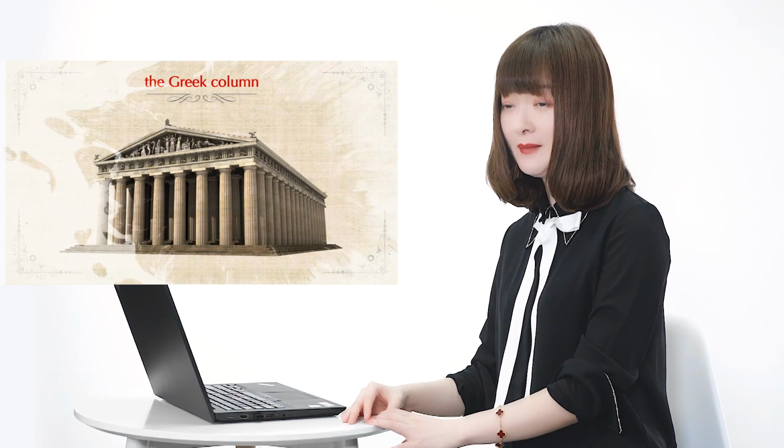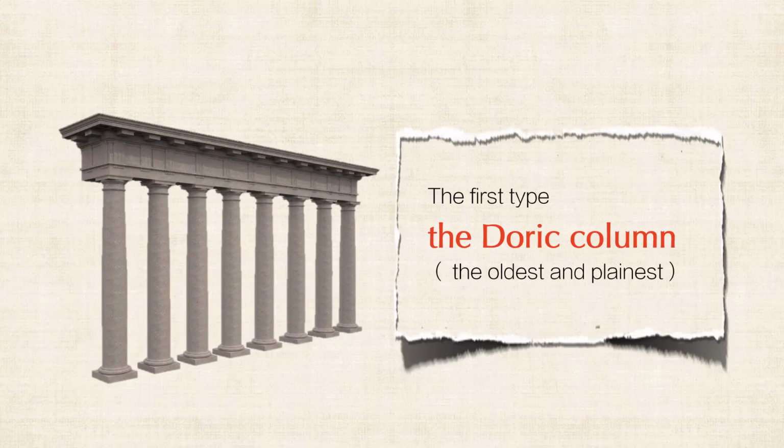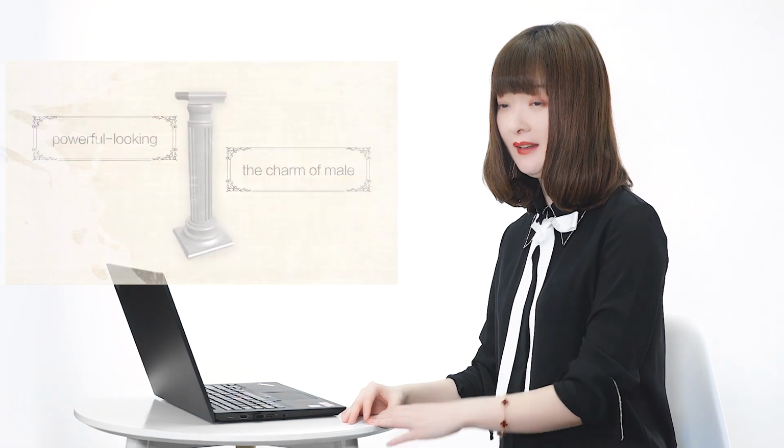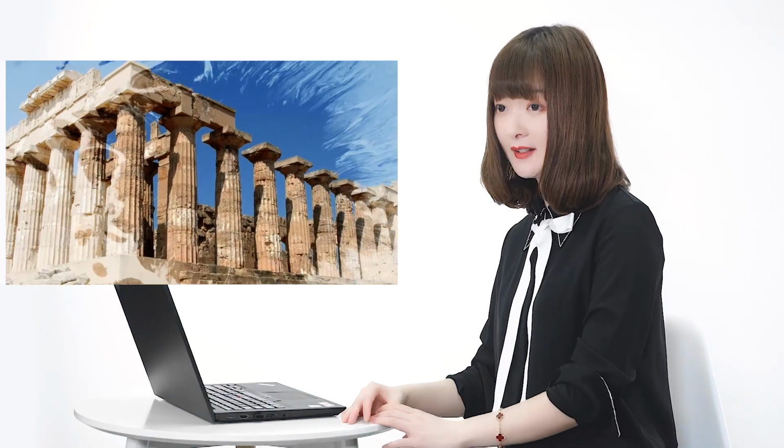The most notable feature of this ancient style was definitely the Great Column, which had three major types. The first was the Doric column, which was the oldest and the plainest. The whole design of it was very powerful looking, representing the charm of male. In ancient Greece, Doric columns worked quite well with grand rectangular architecture.